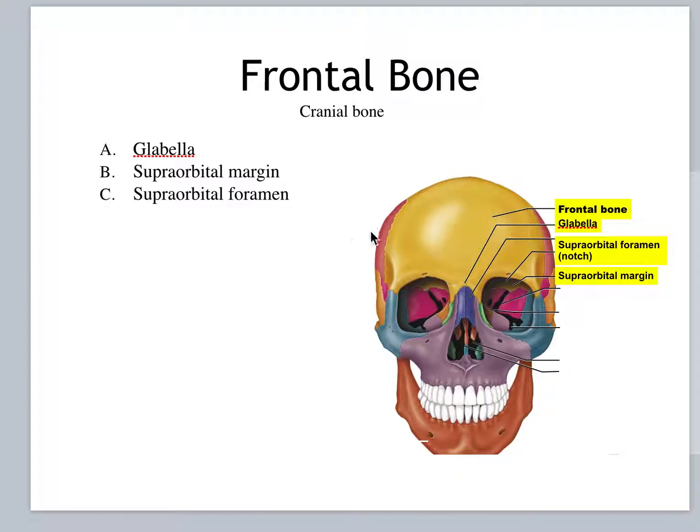There's a supraorbital margin. Just think about the word supraorbital. Supra means above, orbital has to do with the eye socket. So it's the margin above the eye socket. Here's the eye socket. It's a ridge that runs right across the upper part of the eye socket. That's a supraorbital margin. And likewise, supraorbital foramen. A foramen is a hole above the orbit. It's a supraorbital foramen right here.